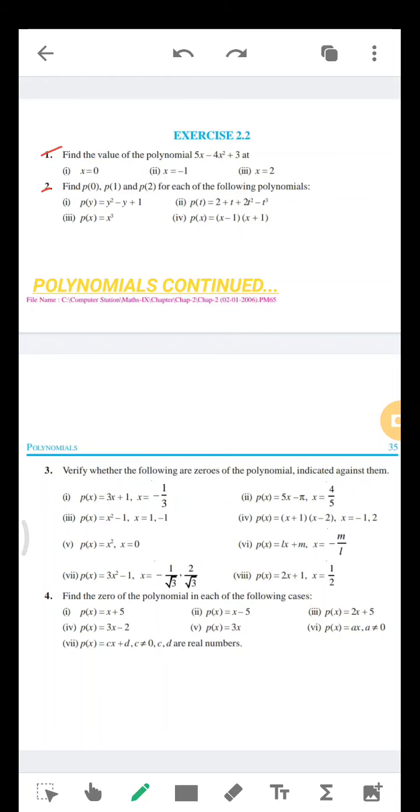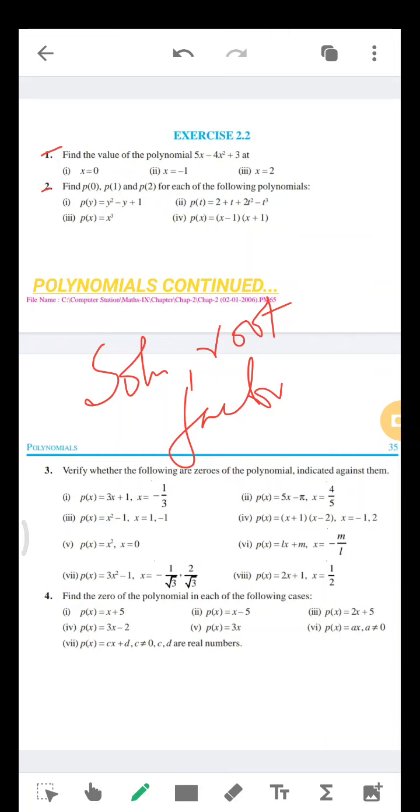In this question he is asking to verify whether the following are zeros of the polynomial indicated against them. So what do you mean by zero of a polynomial? Let's have a look. Zero of a polynomial is nothing but the solution of a polynomial. The other name of zero is solution, or you can call it a root, or a factor. These are all names of a solution. So every polynomial has a solution, right?